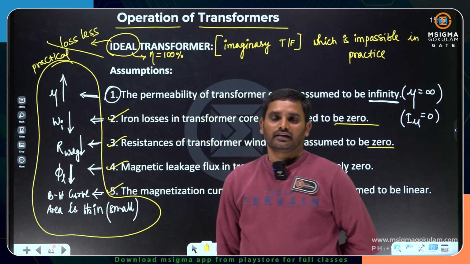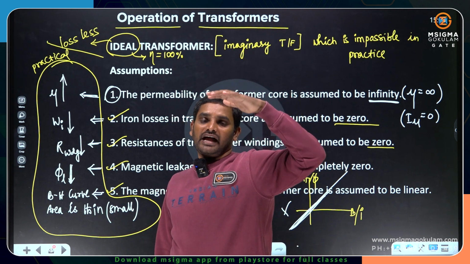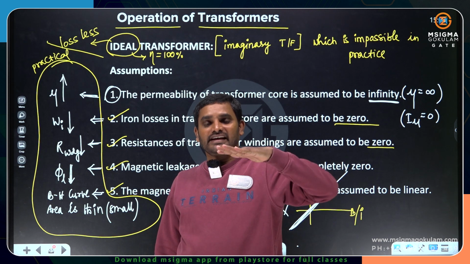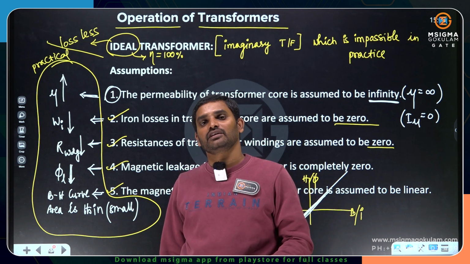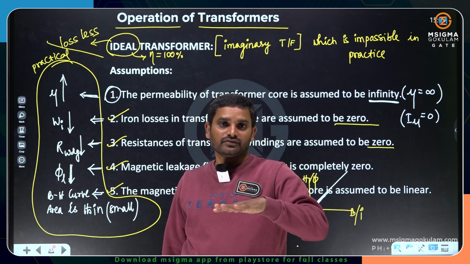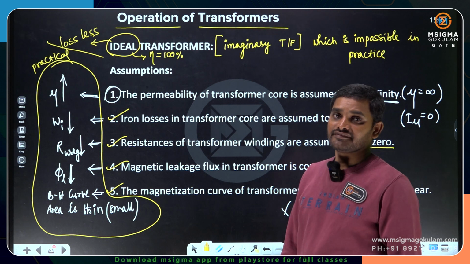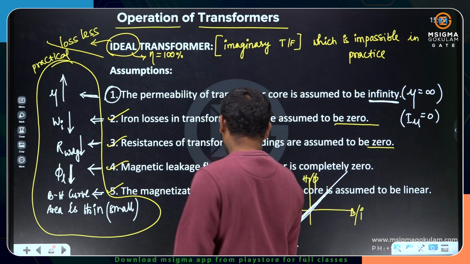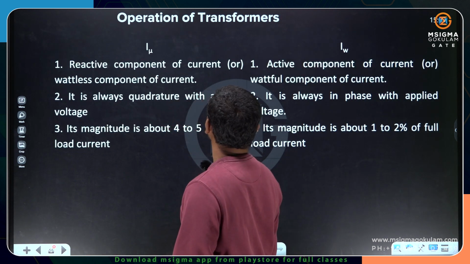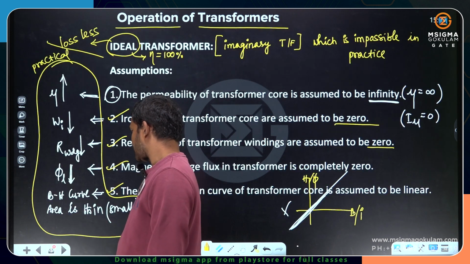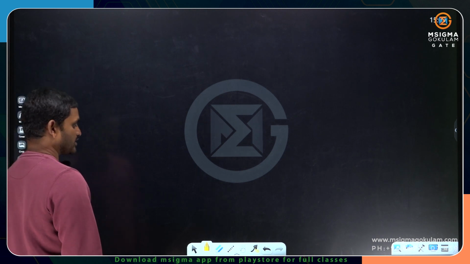Practically mu can be very high, iron losses can be very low, winding resistance can be very low. Leakage flux also we can make low. The magnetization curve we can make very thin. So these are the practical transformer features. We cannot design an ideal transformer, we can design a transformer practically with these. So let me go ahead with the operation of the transformer.